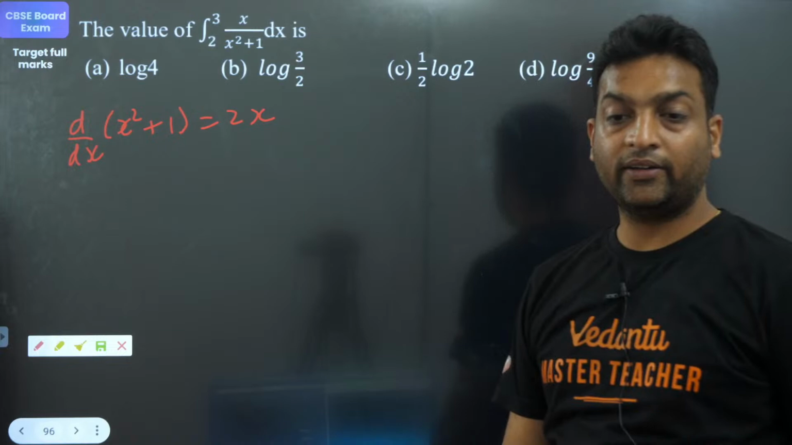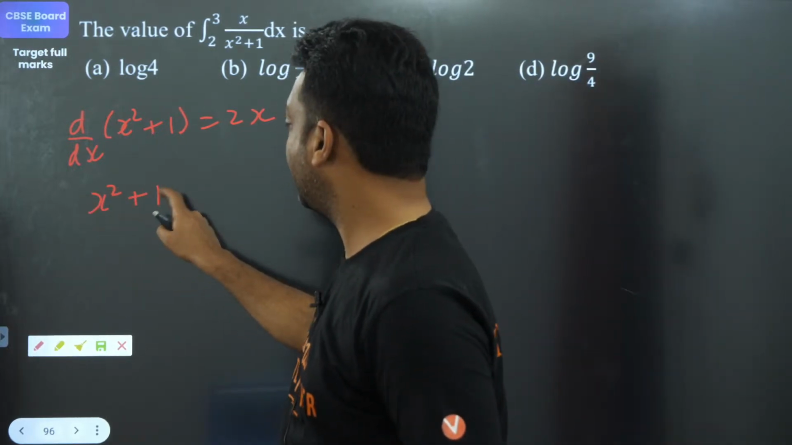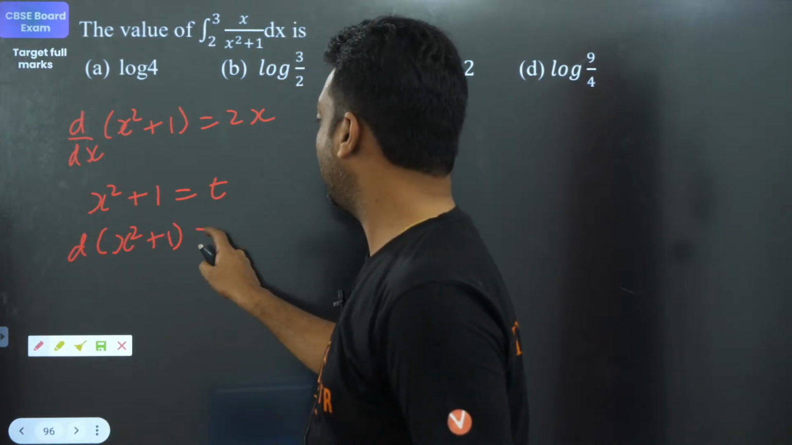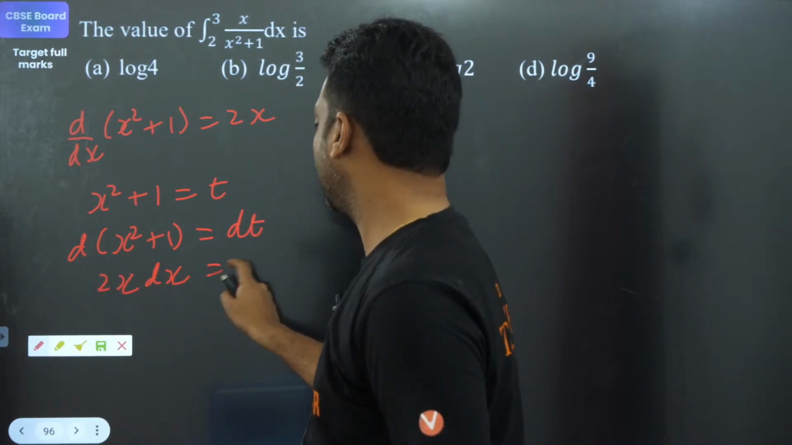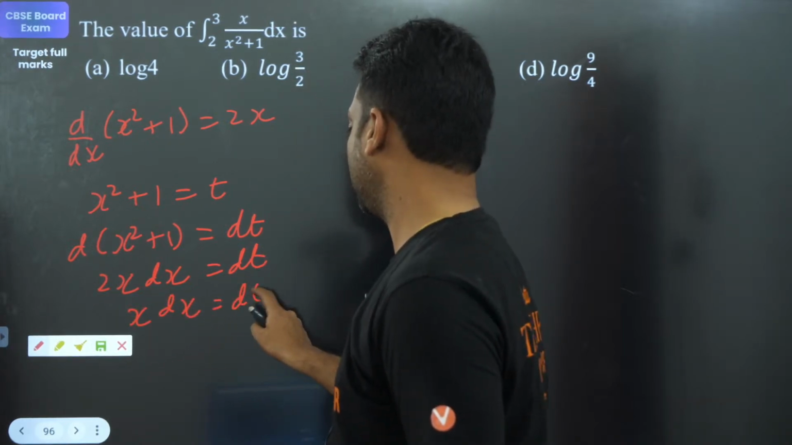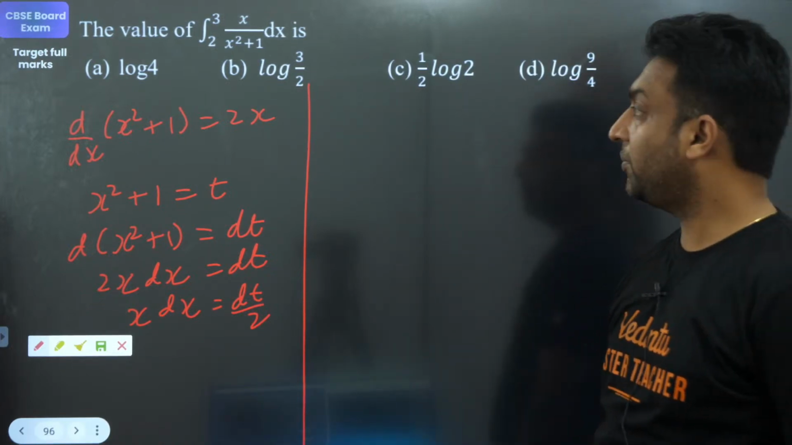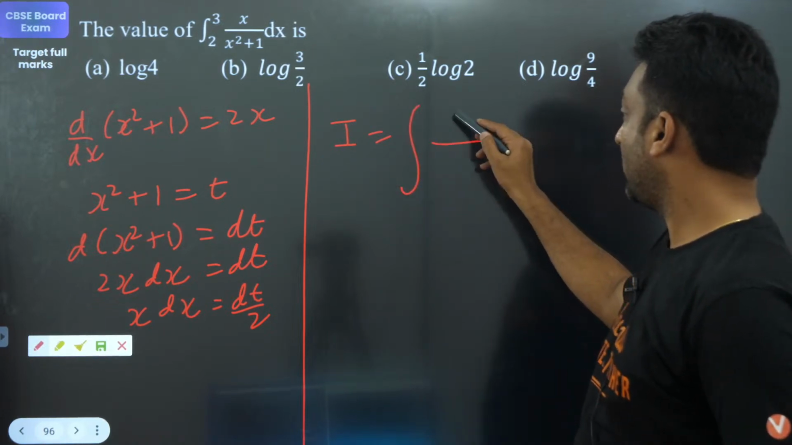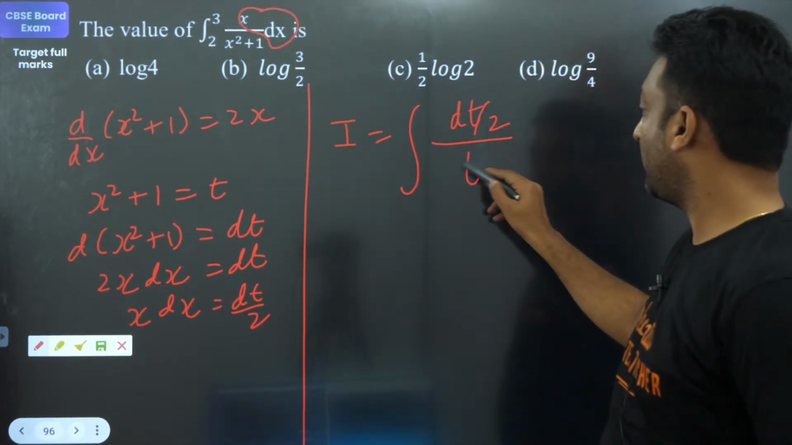So if I take x square plus 1 as t, derivative of x square plus 1 will be dt, 2x dx will be dt, x dx will be dt by 2. So this integral will become dt by 2 upon t.